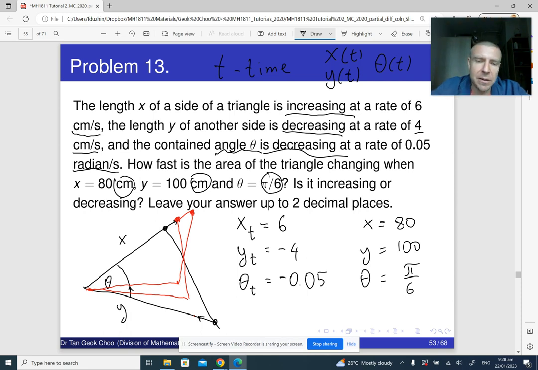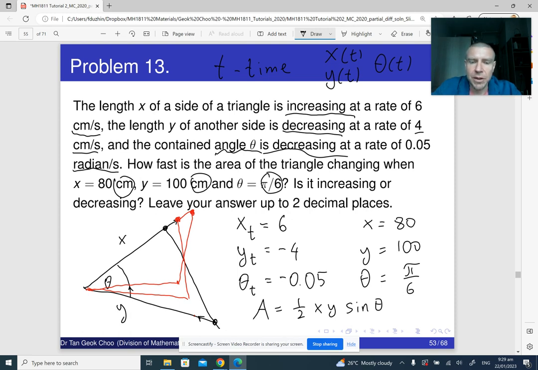Here is the given data, and what you also need to know is the formula for the area of the triangle, which I imagine you must have learned in secondary school. So the area is 1/2 x y sine theta. And now we have our chain rule. So basically, we've got to differentiate this area A with respect to t.